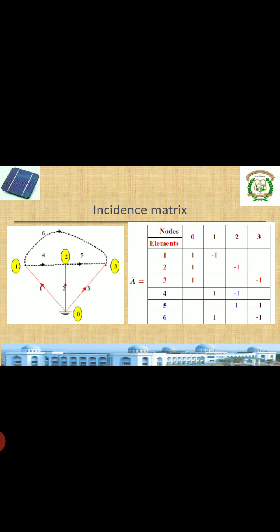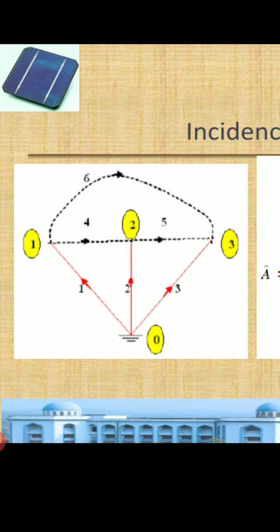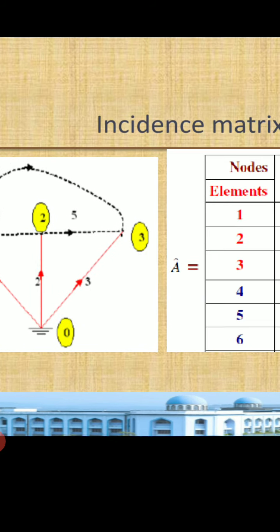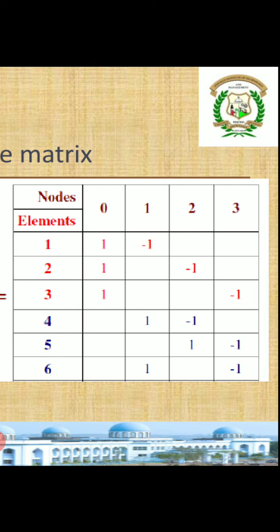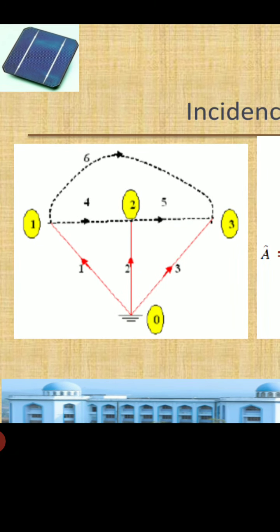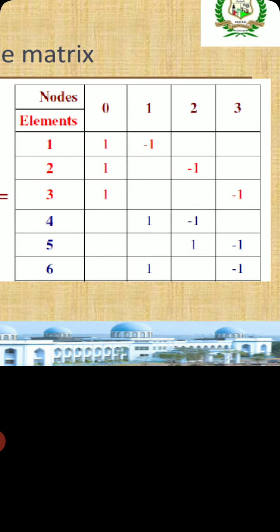See, element 1 is connected from node 0 to node 1, and the direction is from 0 to 1. How to write this? Element 1 with node 0 is 1, and going towards node 1 we take it as minus 1. For nodes 2 and 3 it is not at all incident, since element 1 is only connected to 0 and 1, so we put it as 0.